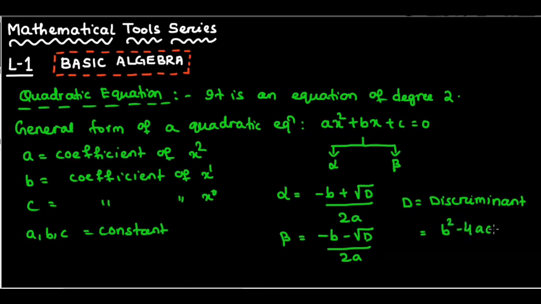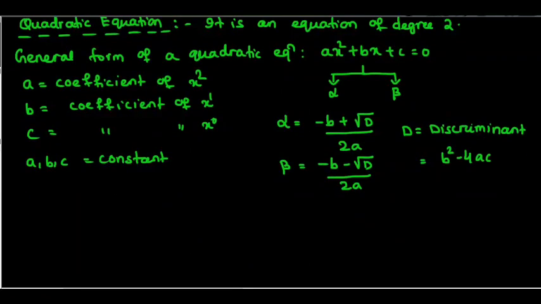So if we look at an equation, we can easily identify what is a, what is b, what is c, and then you can find the discriminant. The discriminant is b square minus 4ac, and after knowing the value of the discriminant, we can find the values of alpha and beta. So this alpha and beta are the two roots or two solutions of the equation ax square plus bx plus c is equal to 0.